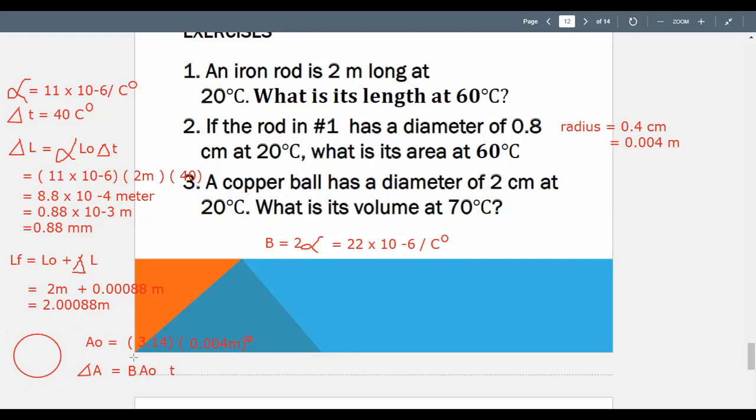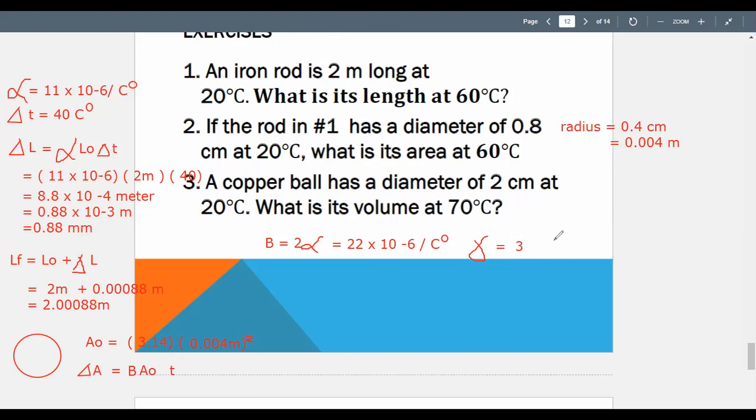So for area, this beta is what we use. For volume expansion, then we use the gamma symbol. So we just triple it. The symbol of gamma, sometimes they use the letter Y, something like a letter Y symbol. It's gamma, the gamma symbol. And gamma is simply 3 times our alpha value.